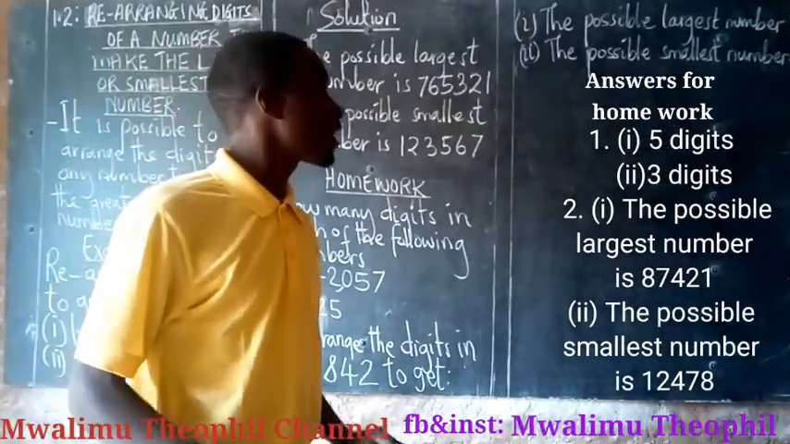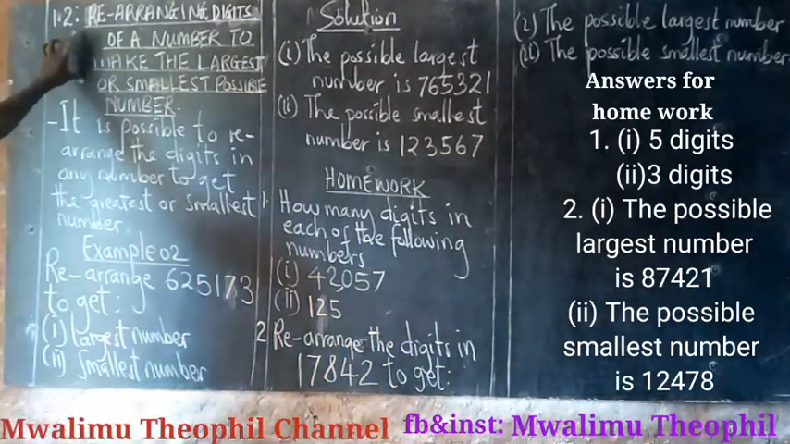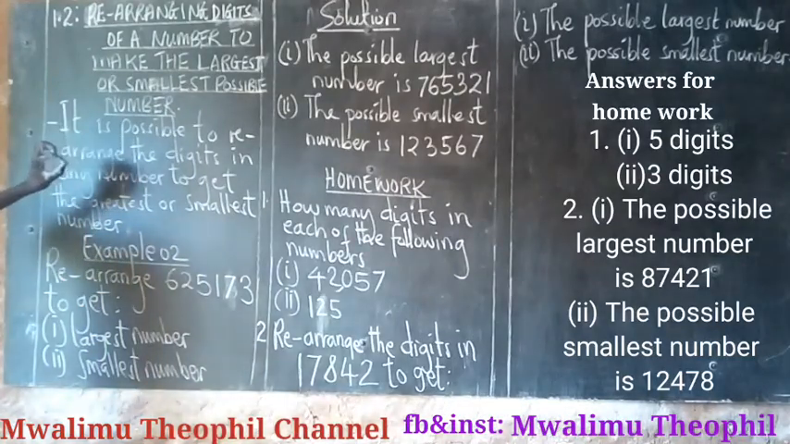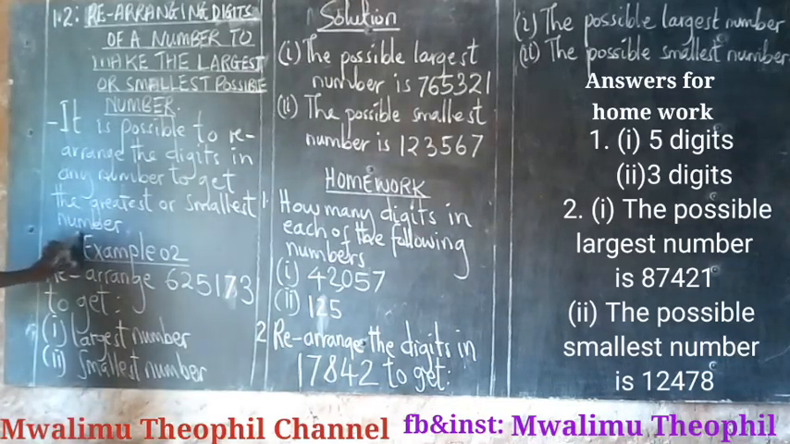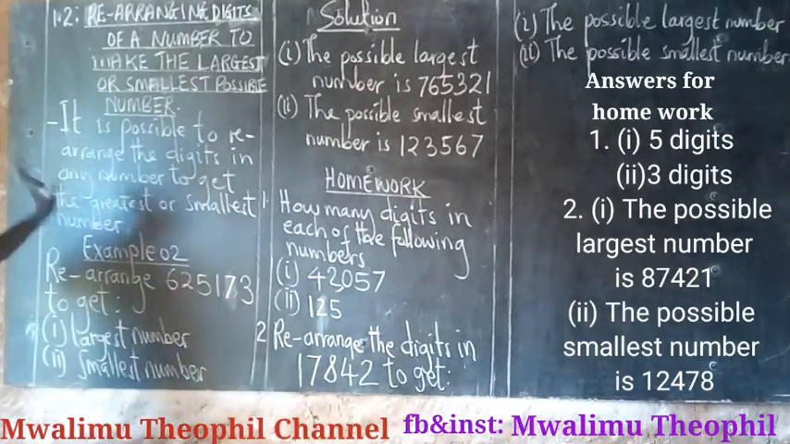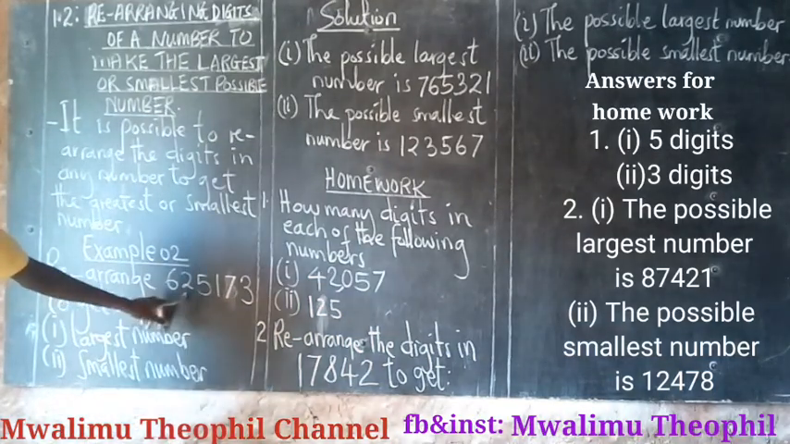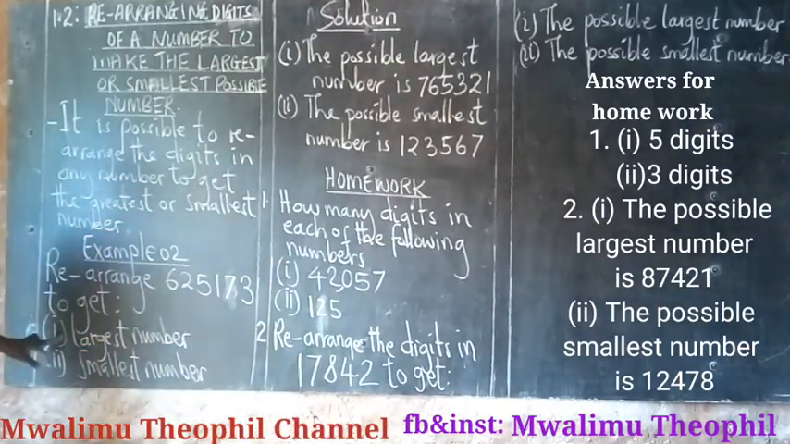After you have captured the concept of numbers, now let us see the second part of the first subtopic, which is rearranging digits of a number to make the largest or smallest possible number. It is possible to rearrange the digits in any number to get the greatest or smallest possible number. Now let us see example 2. Rearrange 625,173 to get 1, the largest number, and 2, the smallest number.